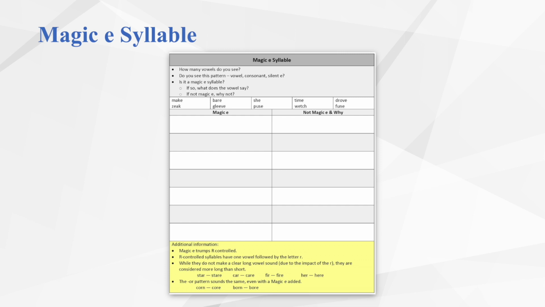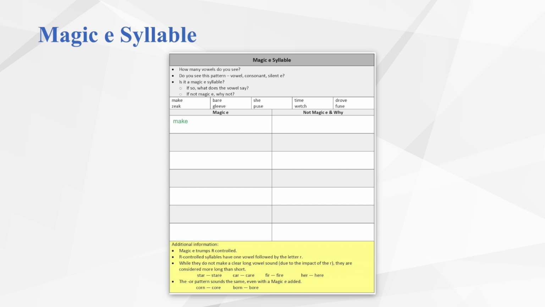Look at the first word, M-A-K-E. Do we have two vowels? Yes, we do. Are they in their required order? One vowel, followed by one consonant, and a silent E? Yes, they are. So what kind of syllable is it? It's a magic E syllable.